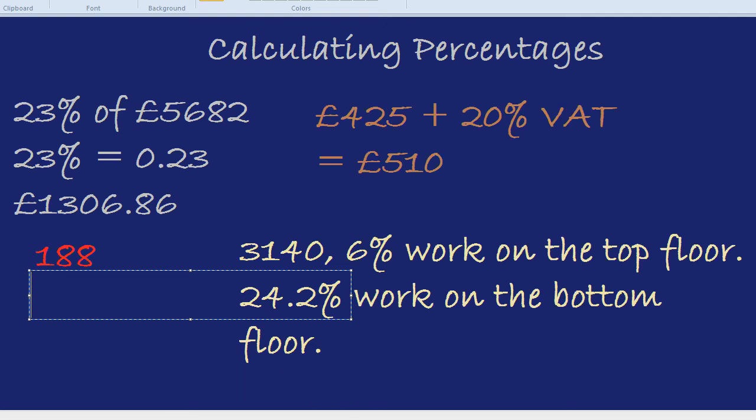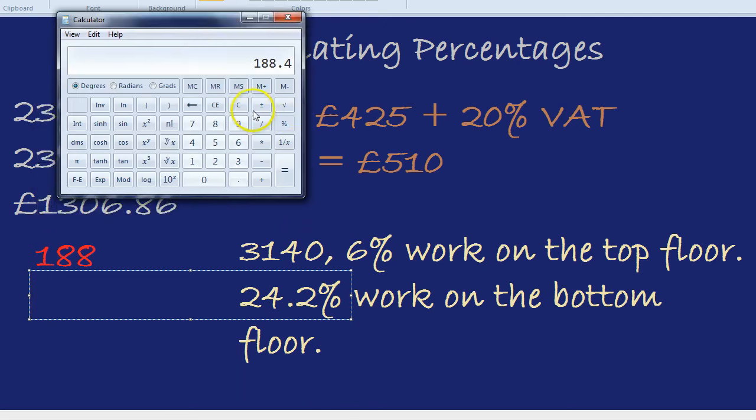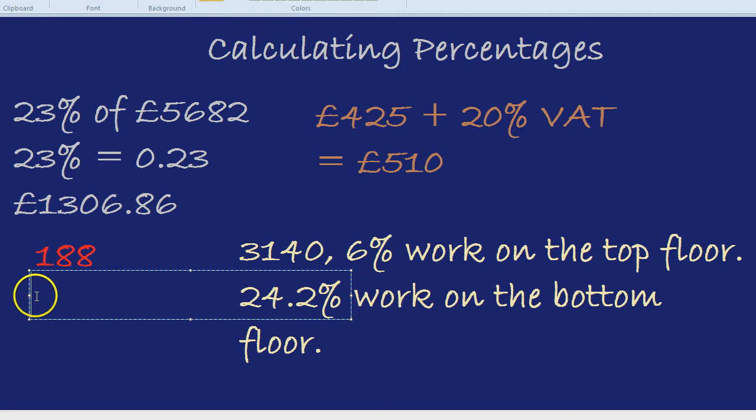And how are we going to work out 24.2%? We would do 3,140 times by 0.242, and that is 759.88, which roughly is 760 people, because you can't have 0.8 of a person. So that's 760 people work on the bottom floor.